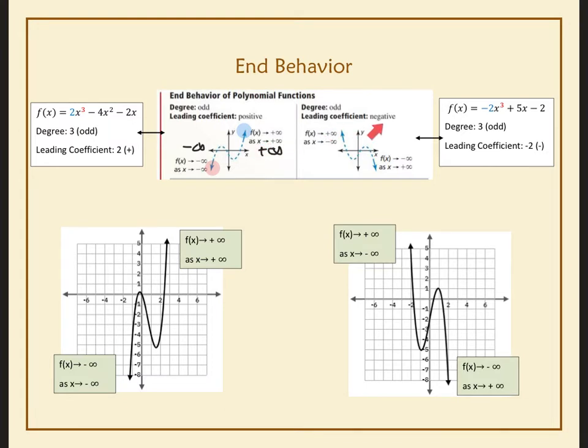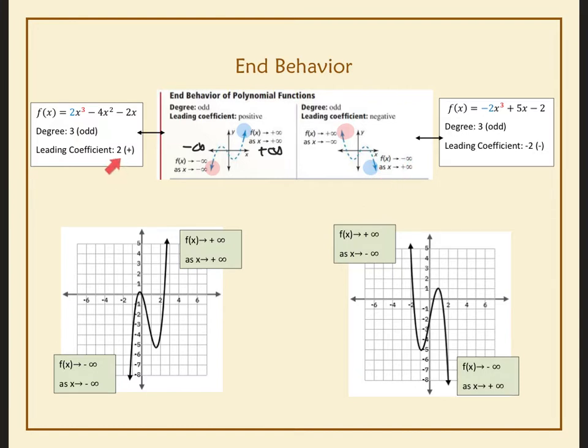Now, if my leading coefficient is a negative number, it's going to be basically a mirror image of this. It's going to reflect over this axis. So on this left side, my function is approaching positive infinity because it's going up forever, as my x value is also approaching negative infinity. On my right side, my function of x is approaching negative infinity as my x is approaching positive infinity.